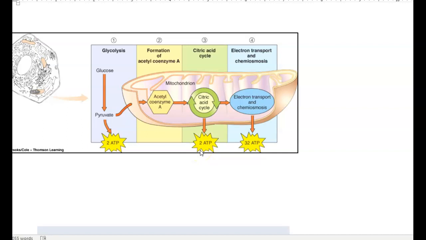The electron carriers are made in each of these stages. Going from glucose to pyruvate makes 2 NADHs, the transition step makes 2 NADHs, and the citric acid cycle going around twice makes a lot of electron carriers. They all go to the electron transport system where chemiosmosis takes place, and through chemiosmosis, oxidative phosphorylation in the cristae of the mitochondria makes 32 ATPs.